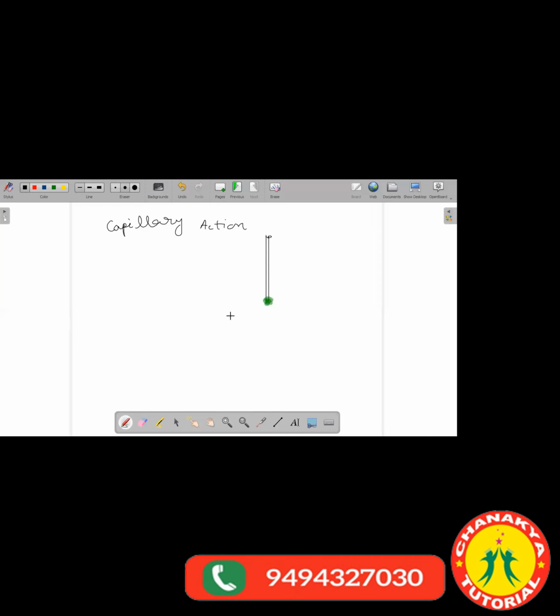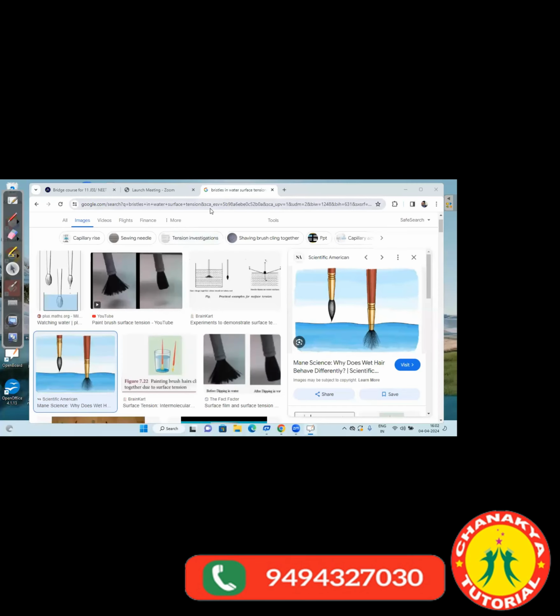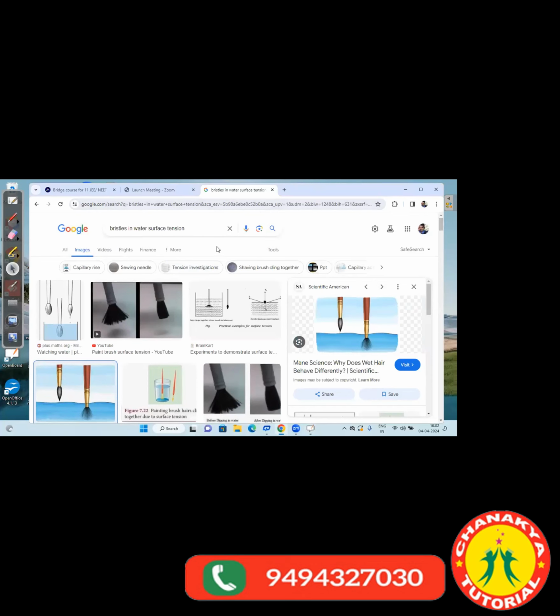Now, how does it happen? We'll discuss this about capillary action. There are some other forces also involved, which we know as forces of adhesion and cohesion. But this is an important phenomenon of surface tension. So let's see some other phenomena which are related to surface tension.